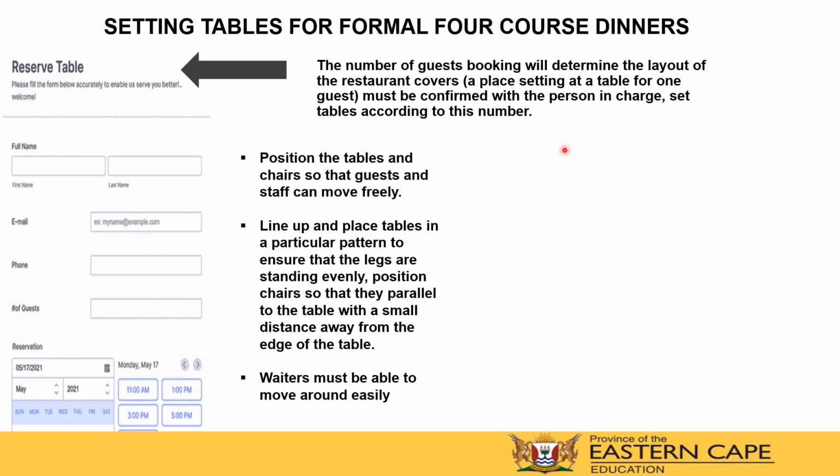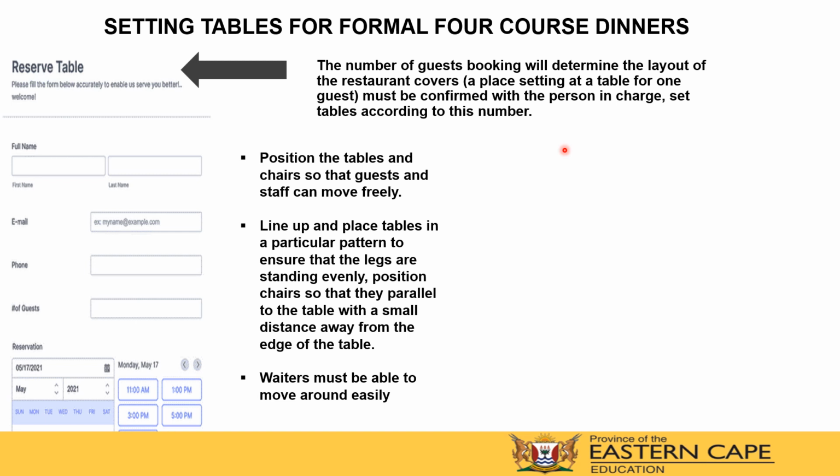Now, once all this information is ready, you need to position the tables and the chairs so that the guests and staff can move freely, because you do not want "excuse me" throughout the whole meal, between the guests who want to maybe stand up and visit the powder rooms, or the waiters that are moving between the guests during service.